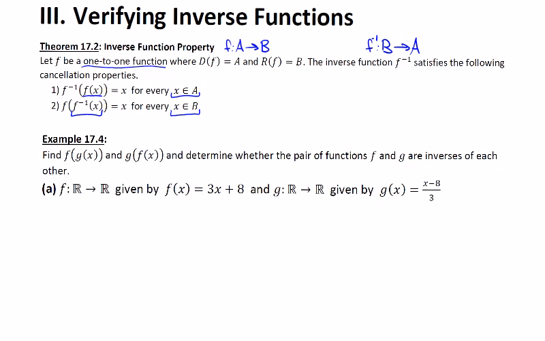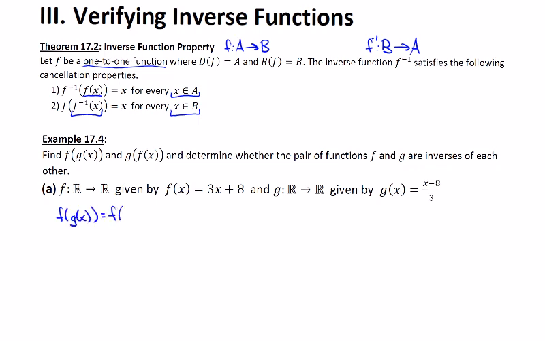So that's a really effective way to be able to verify that two functions are in fact inverses of each other. So let's look at example 17.4. It says, find f of g of x and g of f of x and determine whether the pair of functions f and g are inverses of each other. It's very straightforward. It says, find f of g of x. So let's go ahead and find f of g of x.